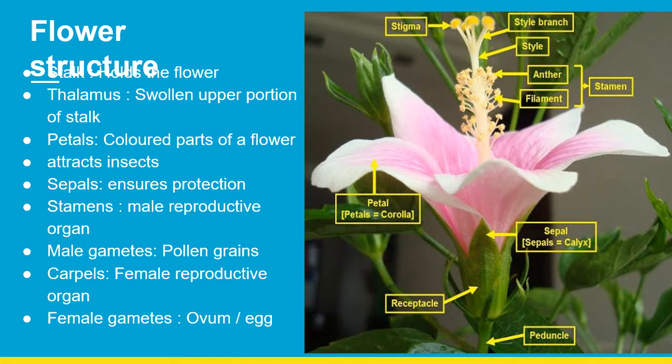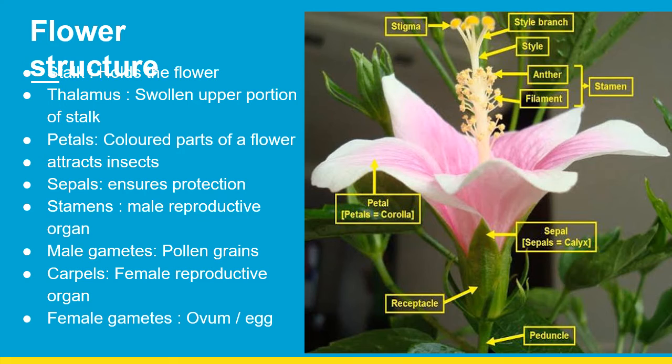When we go on to sexual reproduction, the first main thing we need to know is the structure of a flower. At the basal part, we have a swollen upper portion of the stalk. We call it the thalamus. Then we have the colored part of a flower, which attracts insects for pollination, etc. We call them petals, otherwise called the corolla.